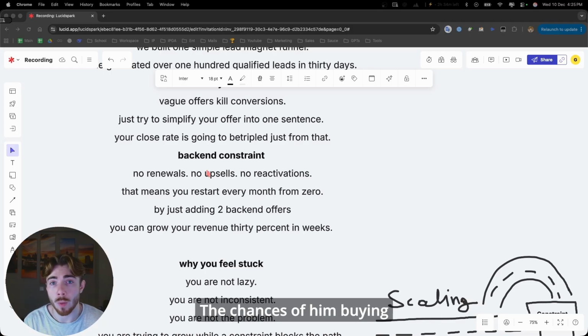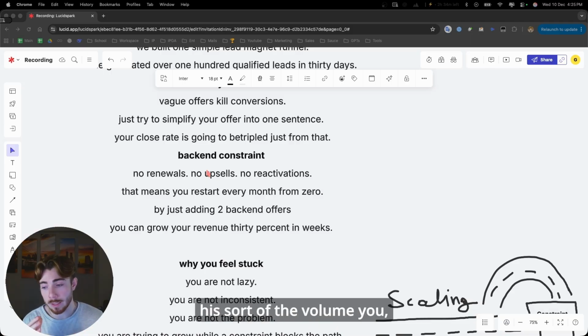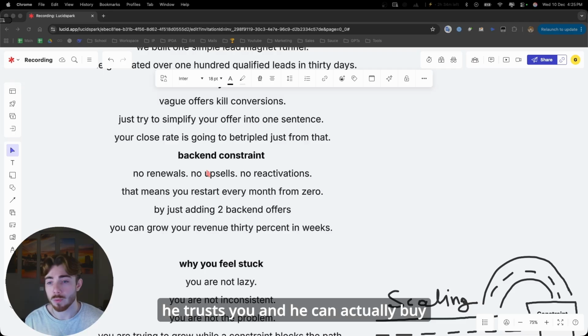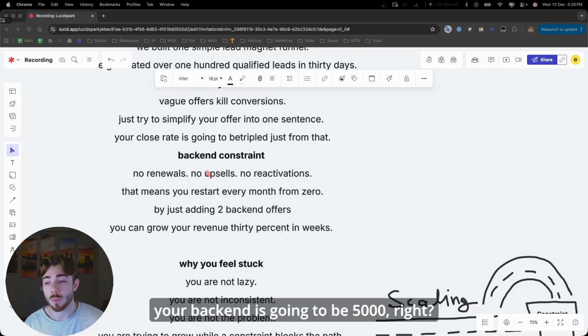The chances of him buying something again from you versus somebody who has never bought anything from you are, I would say, twice as high. Because he sees the value in you, he trusts you, and he can actually buy more from you, even more high ticket stuff. Let's just say your front end is going to be 2,000, your back end is going to be 5,000.